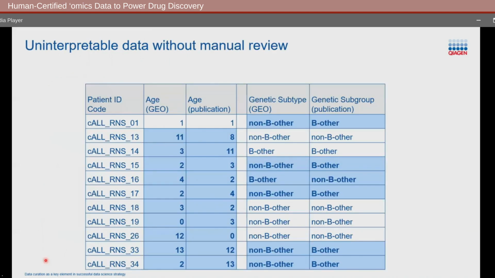So as one recent example, a project that our curators were working on was focusing on clinically significant genetic differences between subtypes of BCP acute lymphoblastic leukemia.